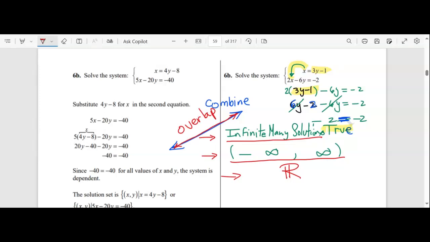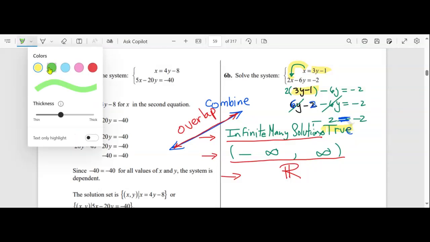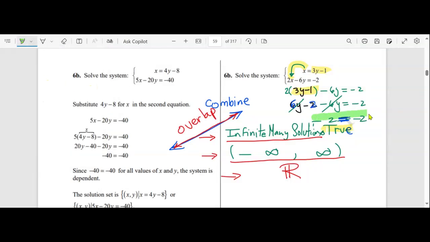So I would like a quick confirmation. If two different numbers equal each other, that would be the empty set, right? If the two numbers are equal to each other, it's true. Then it's infinite many solutions.